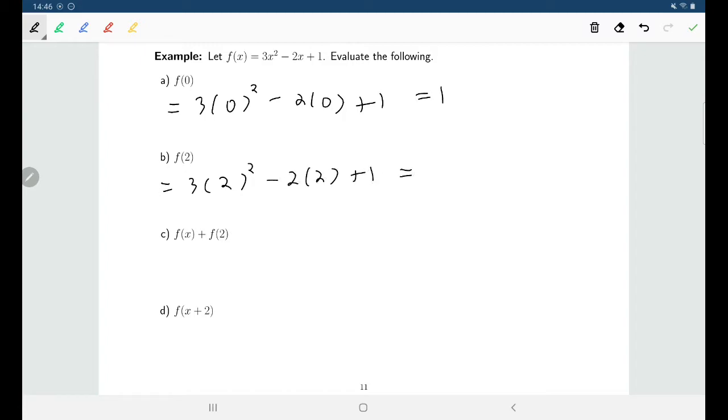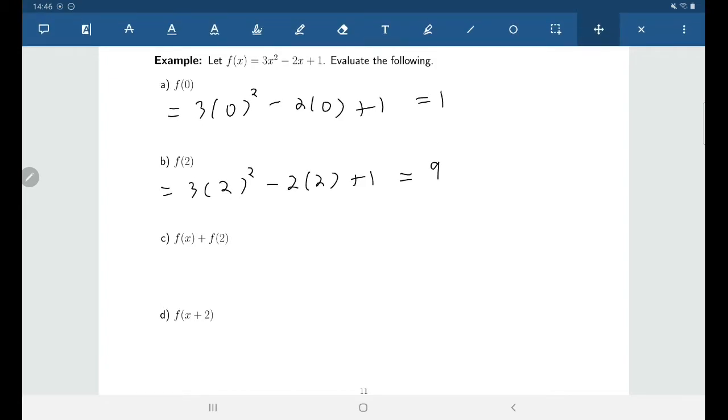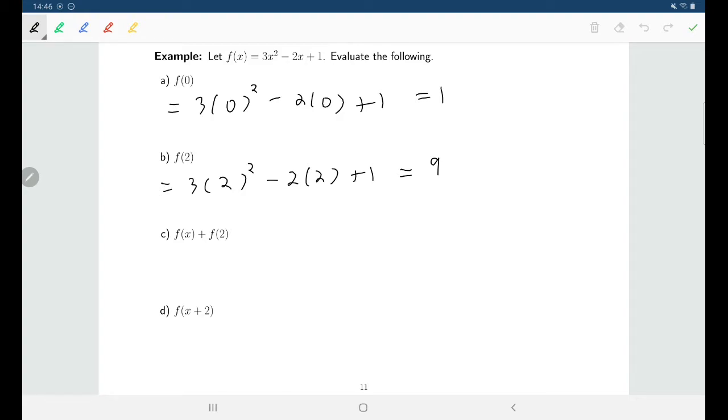And same thing here, just grab my calculator and do a little bit of calculation on the side, and I find that f of 2 is 9. Okay, so for the next ones, now we're getting into things where we're going to be evaluating things symbolically. So we have here, for this expression, we want f of x plus f of 2. And we know what those things are individually. F of x, that's the original function as it was given. And f of 2, we just figured out what f of 2 is. F of 2 is 9.